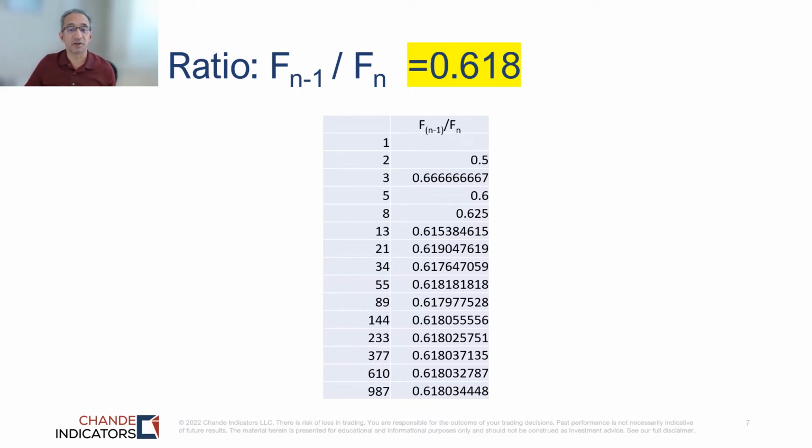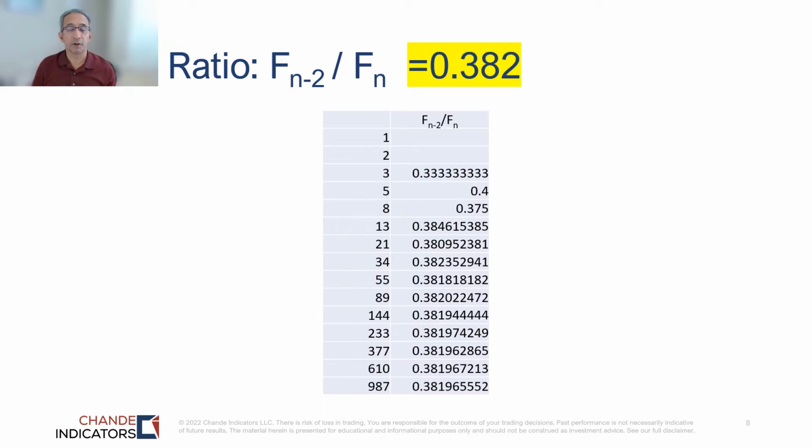So on this particular chart, we're looking at the ratio of fn minus 1 divided by fn. So the ratio of the previous term divided by the current term. So for example, 1 divided by 2 is 0.5, and then 2 divided by 3 is 0.67, and 3 divided by 5 is 0.6, and so on. And you see this ratio stabilizes around 0.618. So fn minus 1 divided by fn equal to 0.618 is a ratio we'll use over and over again.